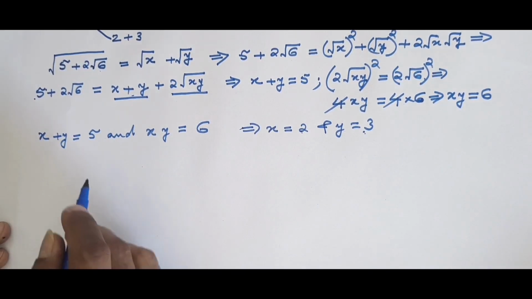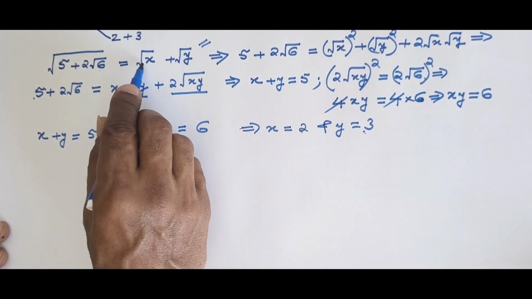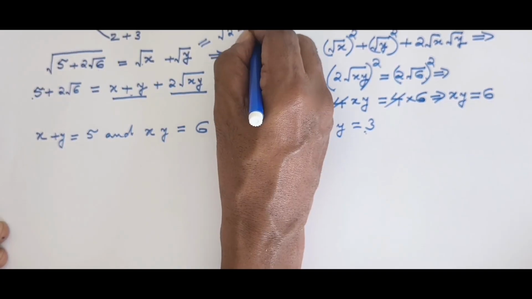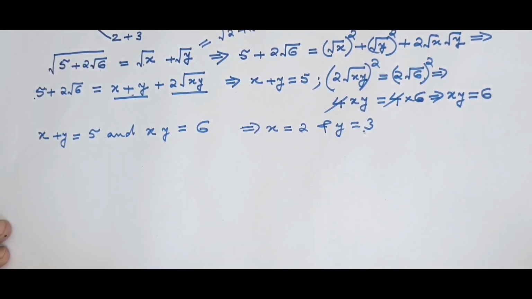And the final answer will be, see, this is equal to putting these values in place of x and y. You will get the final answer as square root of 2 plus square root of 3. This was the answer we had in the shortcut.